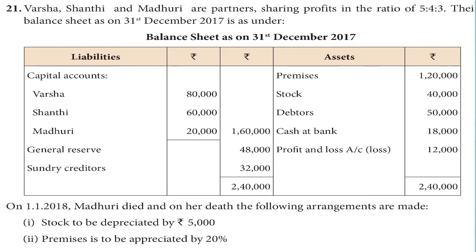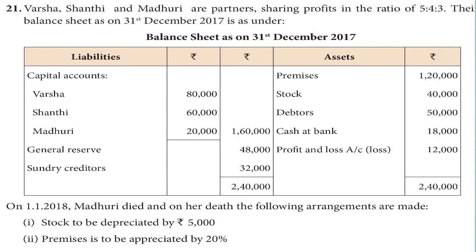Question number 21. Varsha, Shanti and Madhuri are partners sharing profits in the ratio of 5:4:3. Their balance sheet as on 31st December 2017 is as under. Capital account Varsha, Shanti, Madhuri, total is 1,60,000. General reserve 48,000. Salary creditors 32,000. Premises 1,20,000. Stock 40,000. Debtors 50,000. Cash at bank 18,000. Profit and loss account loss, since it is shown on the asset side it is loss, 12,000.